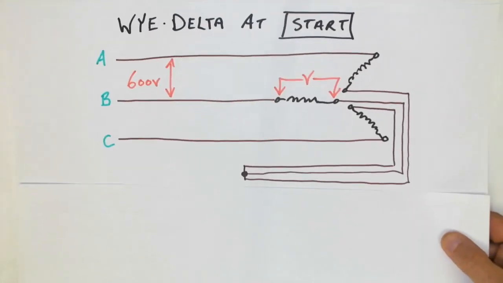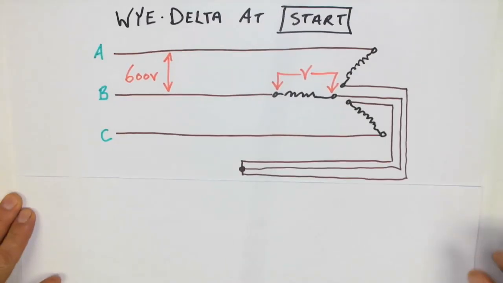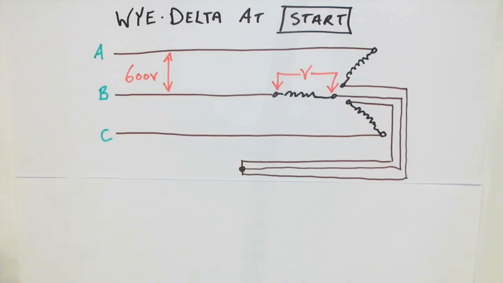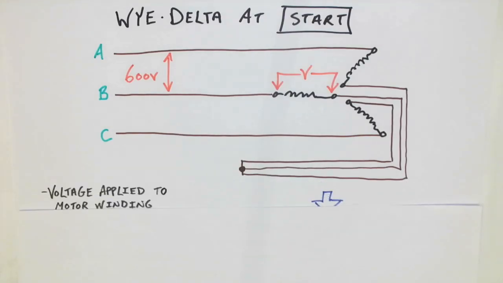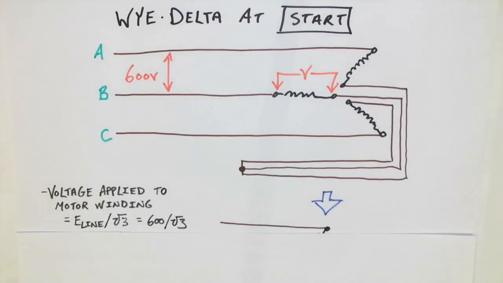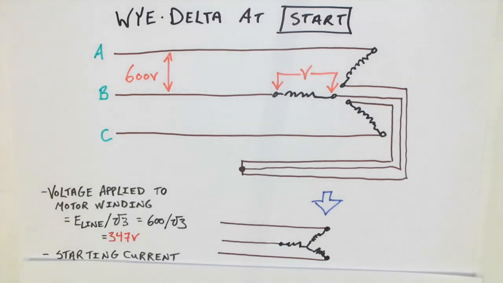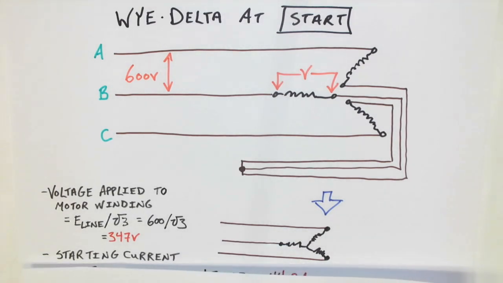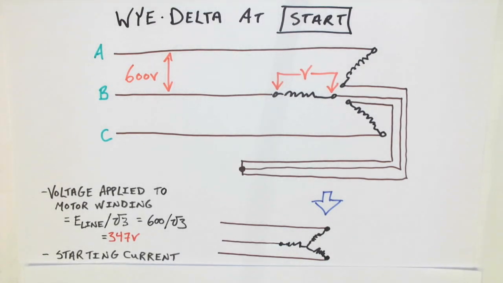When a Y delta motor is started, it is connected in star. And what this means is that the voltage applied to the motor windings will be the line voltage divided by √3. So 600 divided by √3. Realistically, what we have is something that looks like this.